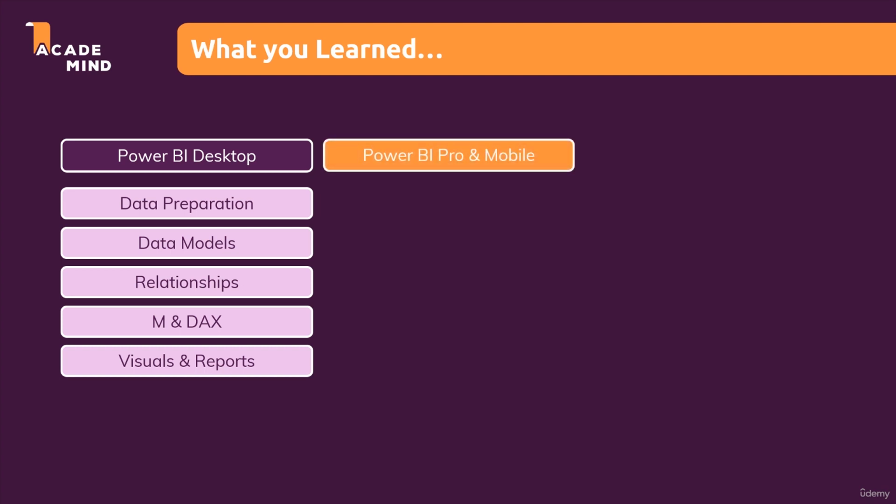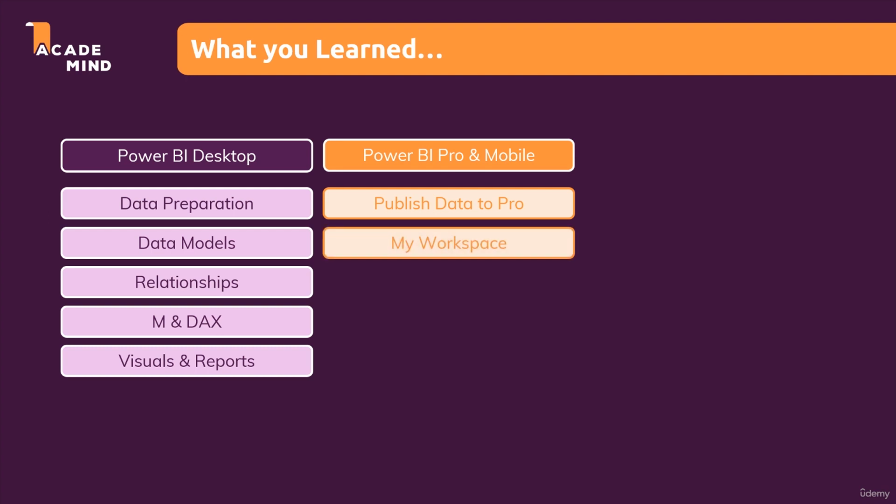We then continued with Power BI Pro and mobile. The core idea here, of course, was to understand how we can publish data from Power BI Desktop to Power BI Pro, and we had a very close look at that. Besides that, we explored our workspace, so the default working environment every Pro user has. We learned how we can use this workspace, how datasets, reports, and dashboards work, and how we can even share data from this workspace with other people.